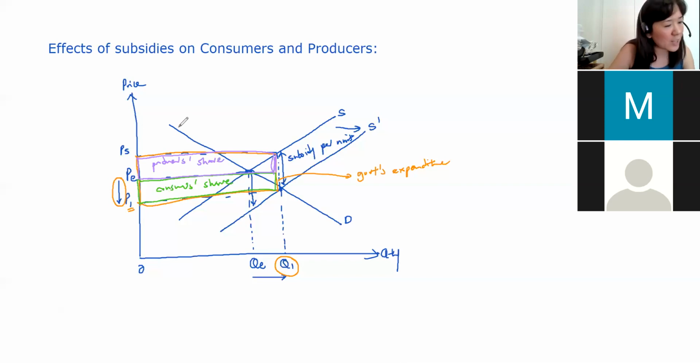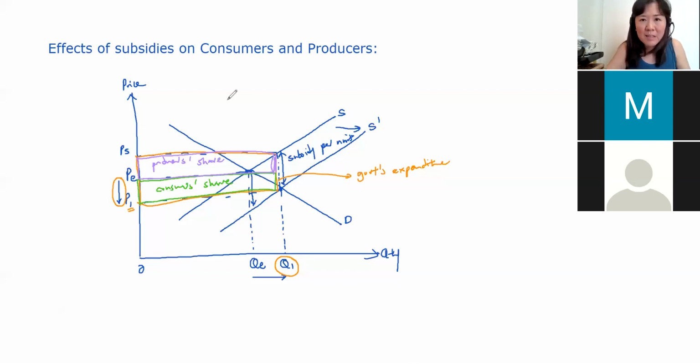Now what we're going to look at is the effect of subsidies on the various stakeholders. We have seen already that consumers are better off because of the fall in price and the increase in the quantity transacted. The producers are also going to be better off. So how much better off are they? I'm just going to show it to you on this diagram.